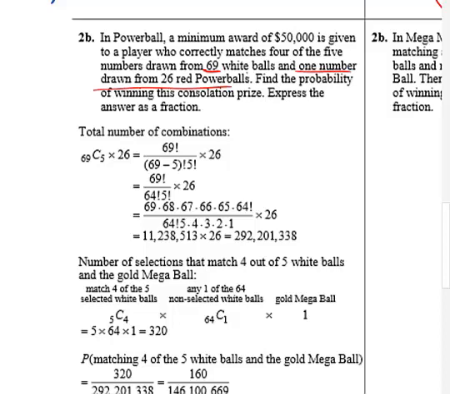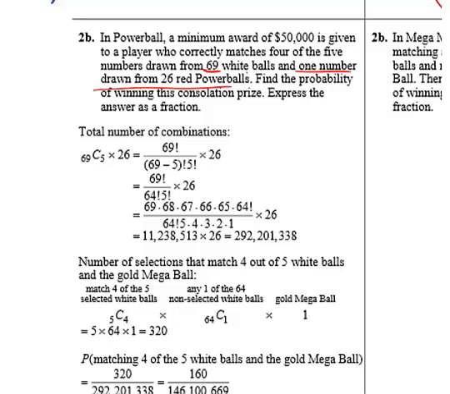But let's see, okay, in Powerball, a minimum award of $50,000 is given to a player who correctly matches 4 of the 5 numbers drawn from 69 white balls and 1 number drawn from 26 red Powerballs. They want us to find the probability of winning this consolation prize. Express the answer as a fraction.